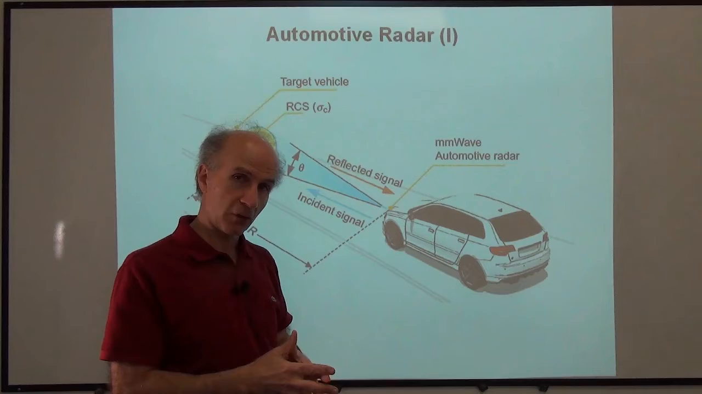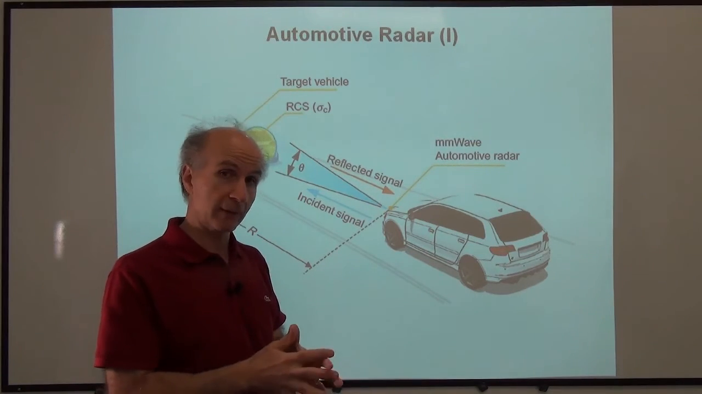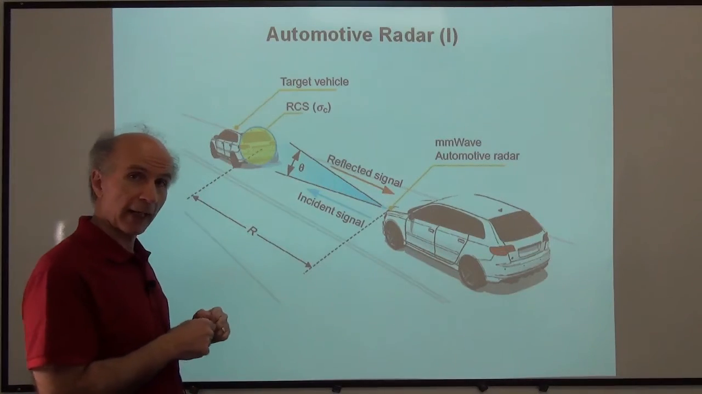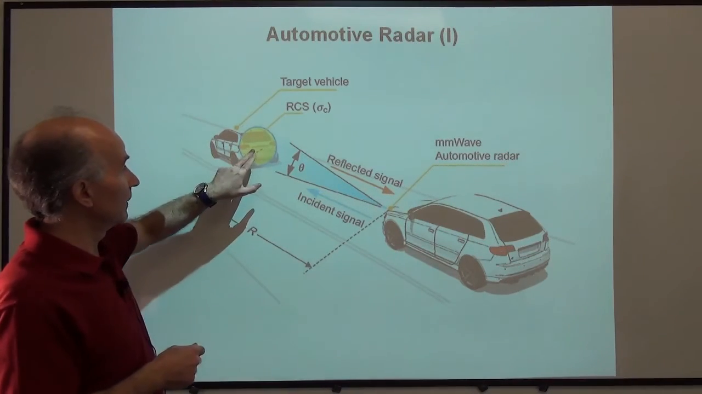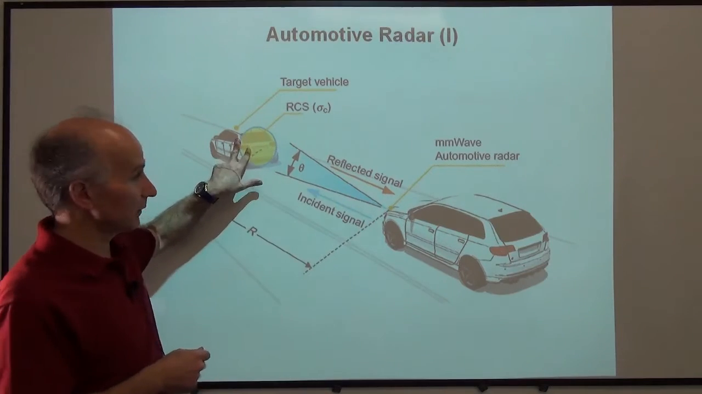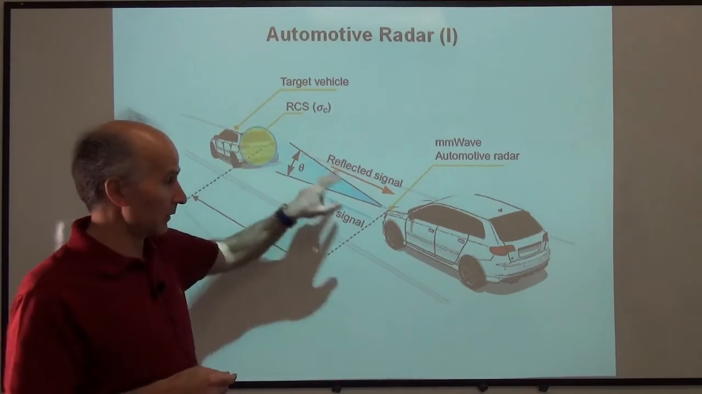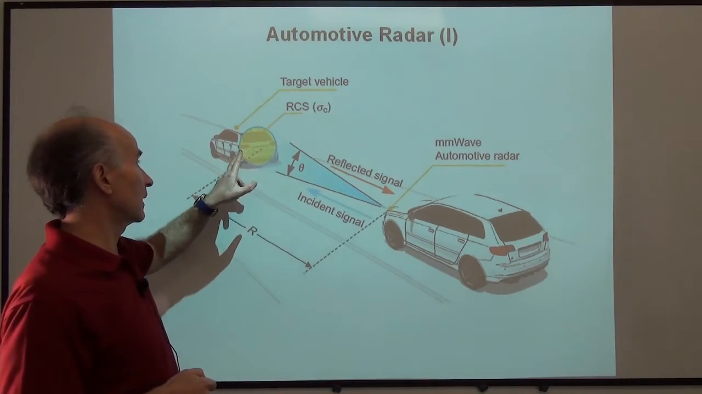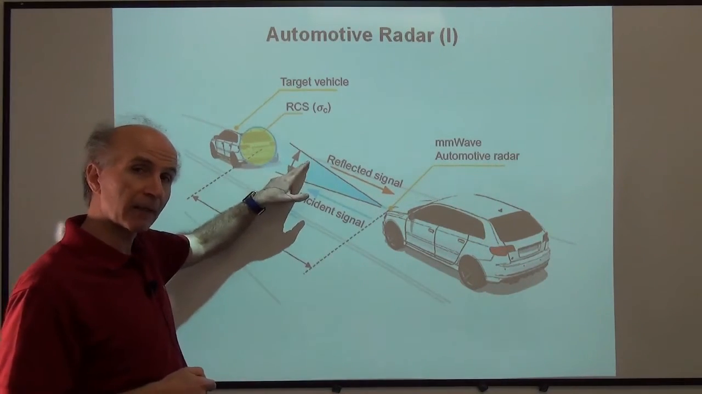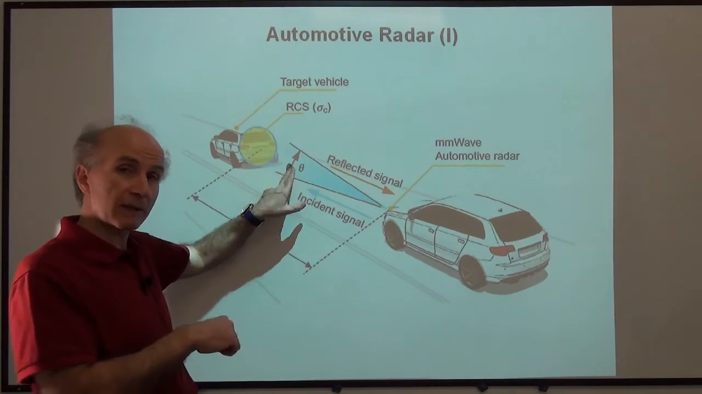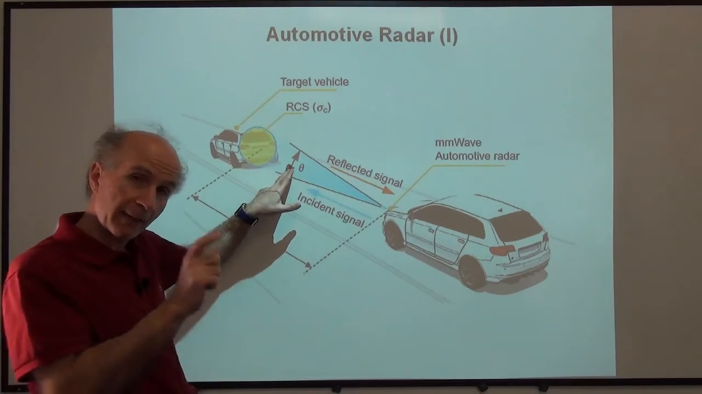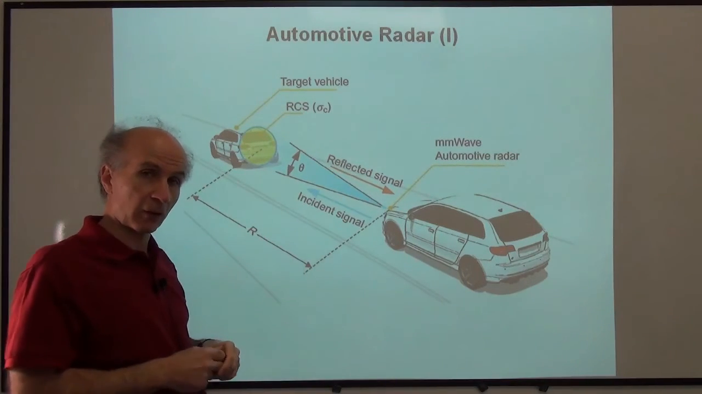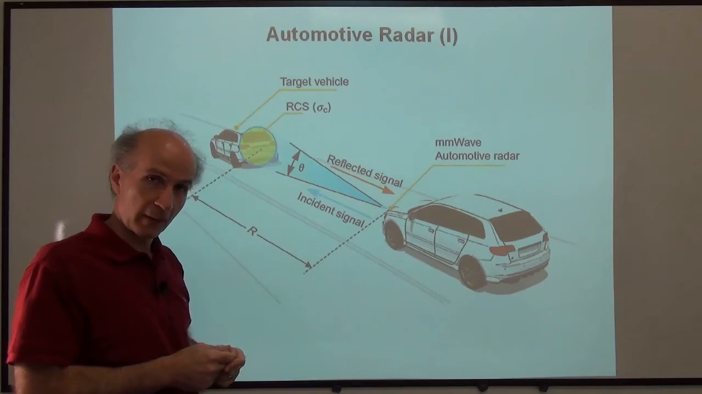Yet another application of radars is to measure the velocity of other vehicles with respect to ours. And this is how it goes. If this vehicle is moving at a certain velocity with respect to this vehicle, when this incident signal hits this car and comes back, the frequency of that signal actually changes. And that change is proportional to the velocity of this car. This is called Doppler shift.